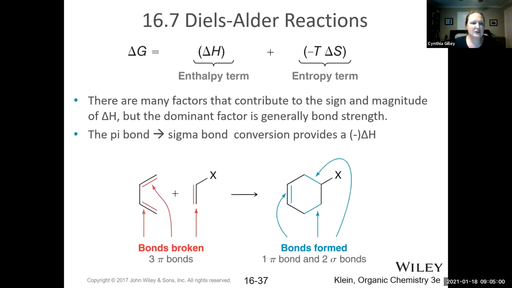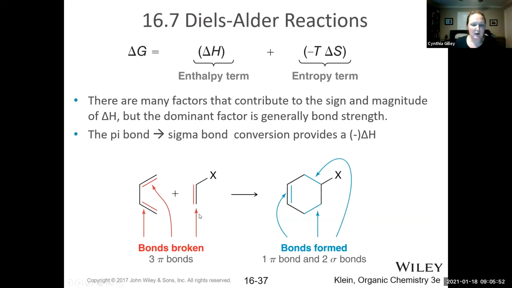Let's look at that equation. Delta G equals delta H minus T delta S. We can break those two terms apart and call the delta H the enthalpy term, and then take the minus T delta S together and call that the entropy term. So while there are many factors that contribute to the sign and magnitude of delta H, the dominant factor is generally bond strength. So we're looking at the amount of energy that is broken when we break different bonds and the amount of energy that we get back when we form new bonds. And overall, the process, or delta H, is negative if the amount of energy that's given off exceeds the amount of energy that is consumed when we're breaking certain bonds.